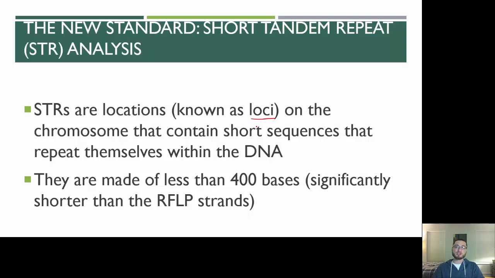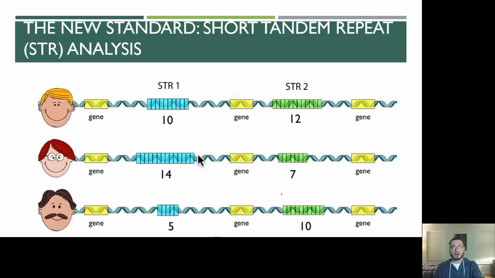on the chromosome that contain short sequences that repeat themselves within the DNA. So they are made of less than 400 bases, so significantly shorter than the RFLP. Where you see that the RFLPs were these long strands of DNA, so DNA, we said it has 30,000 genes, and we can cut it up into these lengths of 100, 200, 300, 400 bases to make our RFLPs. Well, now we're looking at STRs, which are a lot shorter than that.